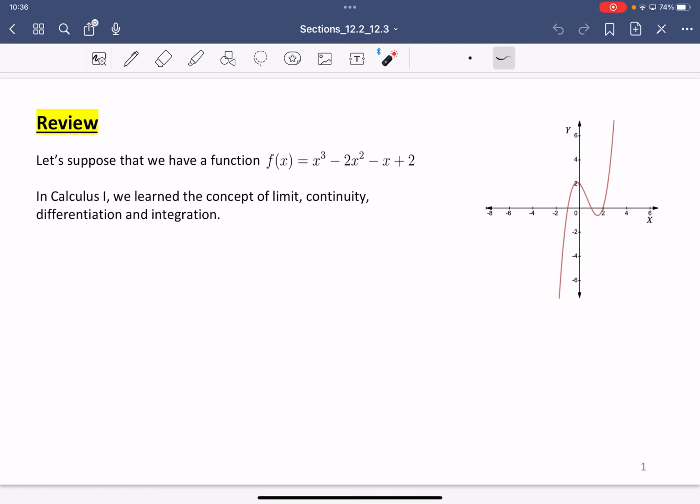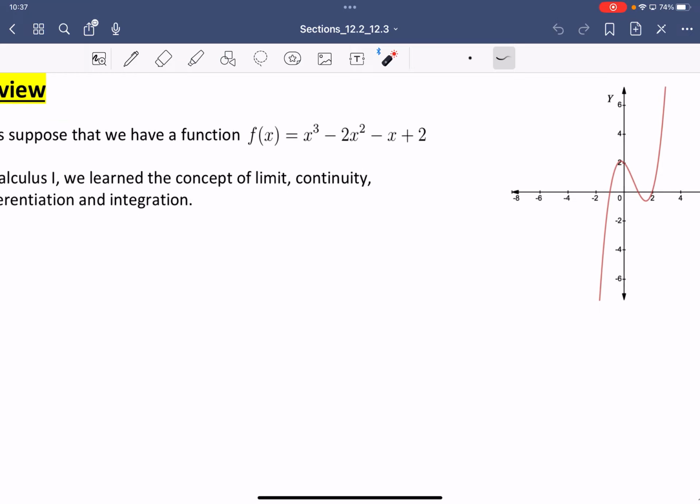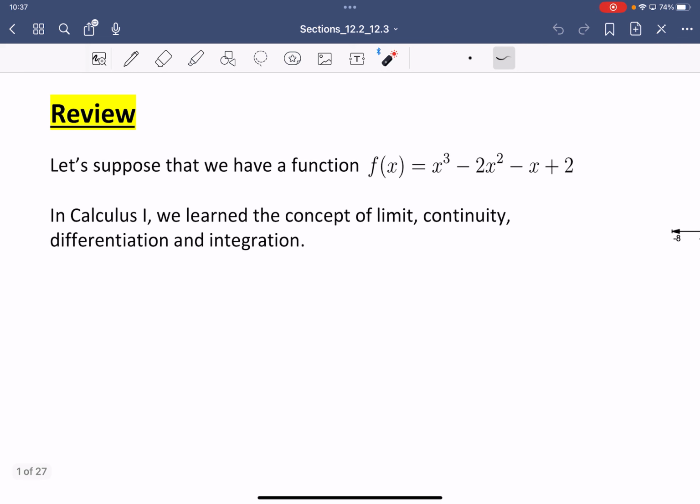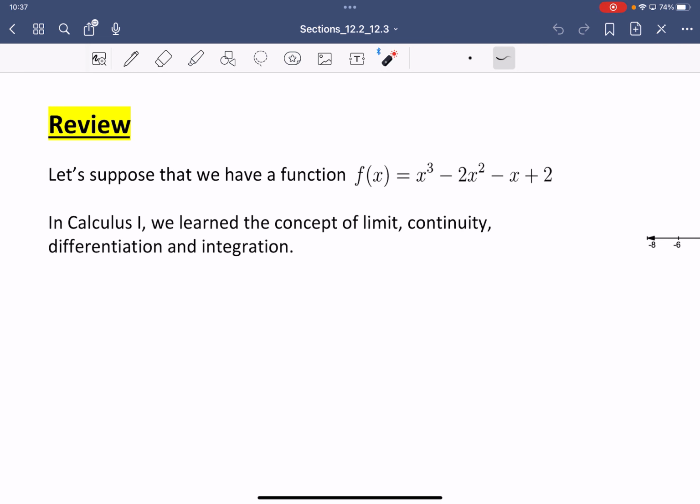Okay, class, we're going to learn the next chapter. Chapter 12 is the concept of limits and continuity in two dimensions. First of all, let me review what you're going to learn.